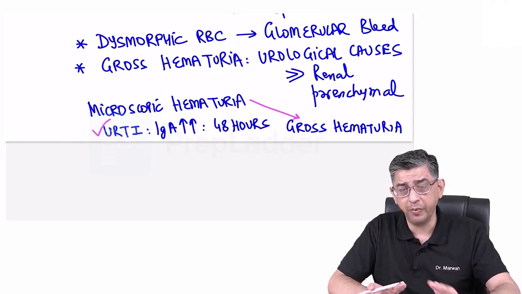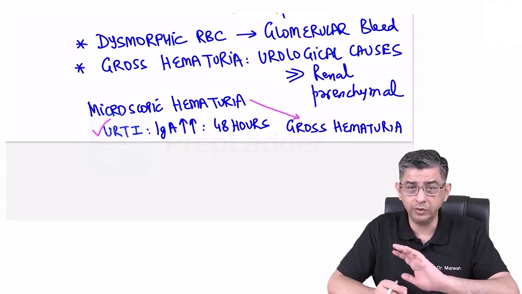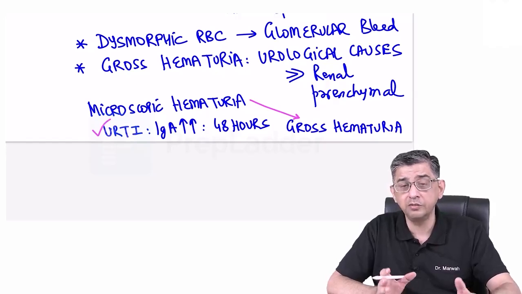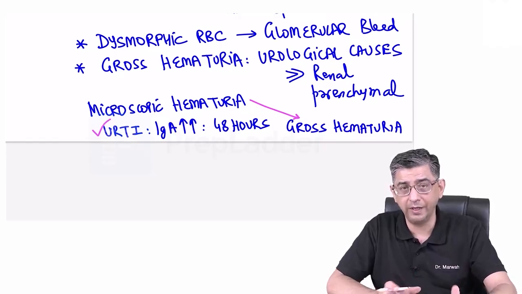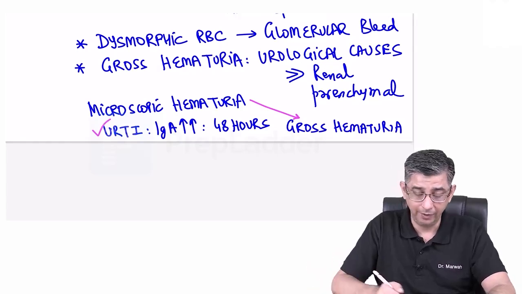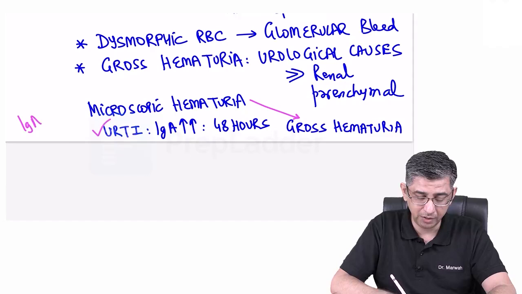You have checked the blood pressure of this patient, normal. You checked the complement levels of this patient, perfectly normal. There is no evidence of inflammation in the kidney. There is no itis, there is no glomerulonephritis, but still what you are finding is a gross hematuria. Then the diagnosis is to be considered as immunoglobulin A nephropathy.